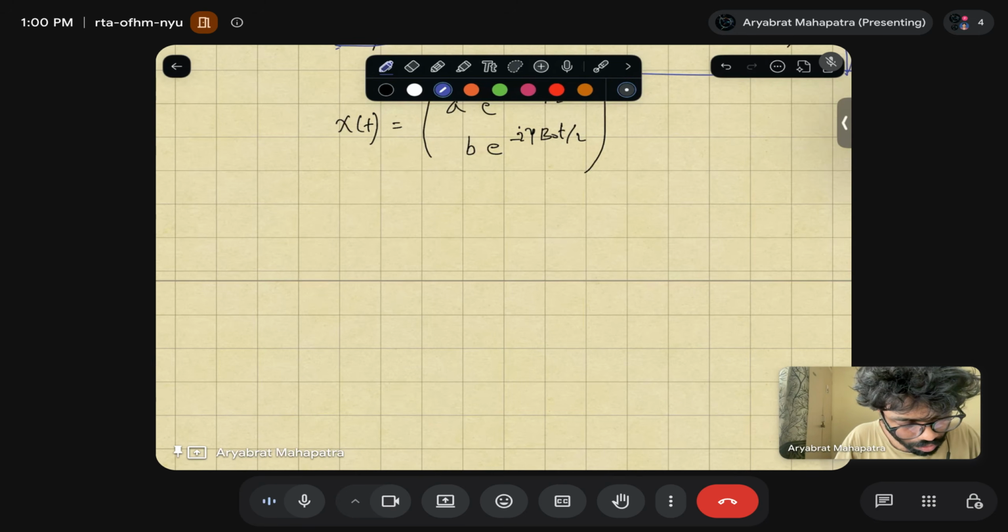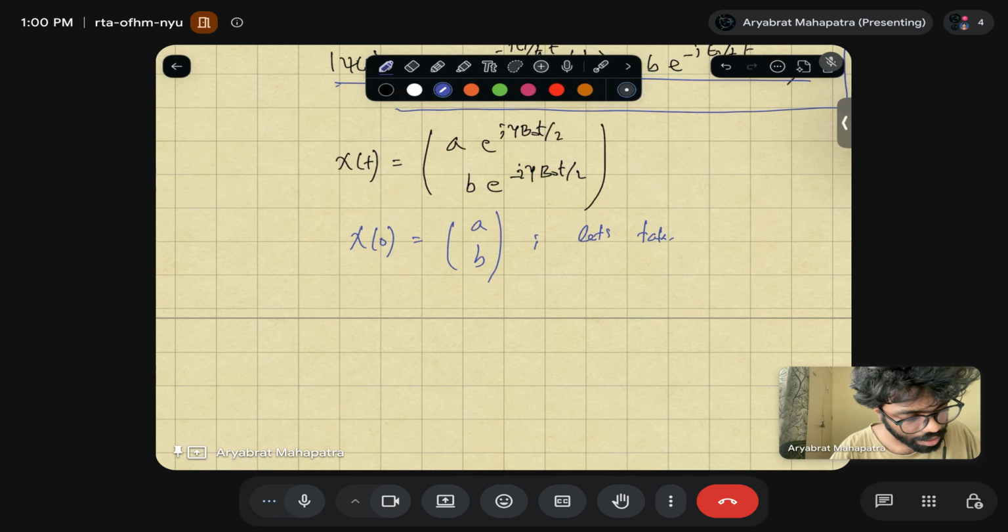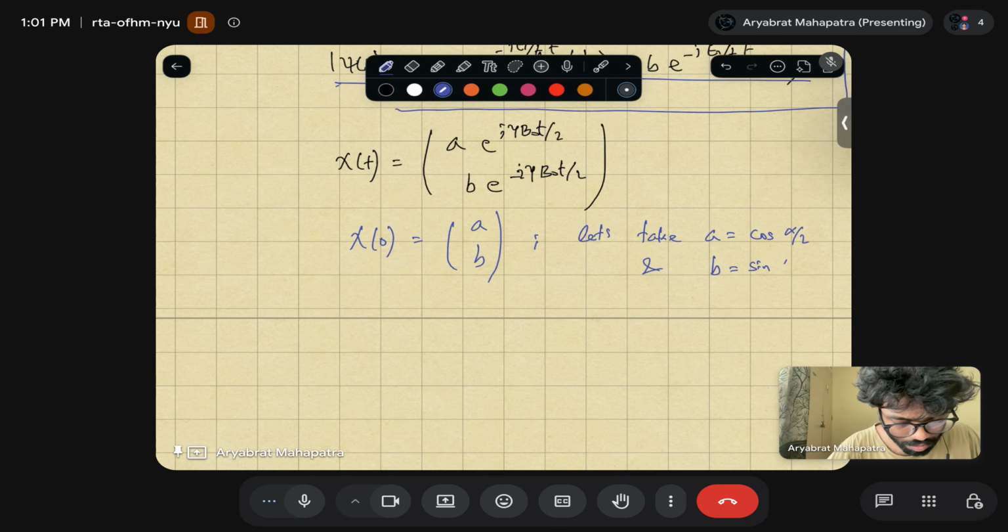Then we have to know what is chi at zero. So chi at zero is basically a and b. These are coefficients, and for now we can take something of this combination. Let's take a equals something cos alpha by 2, and b equals something sine alpha by 2, and this alpha is some angle which we will know in some moment.